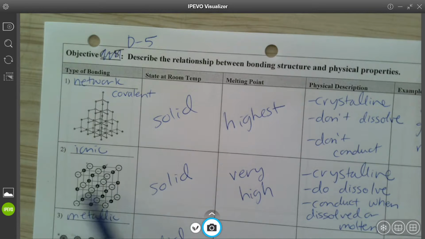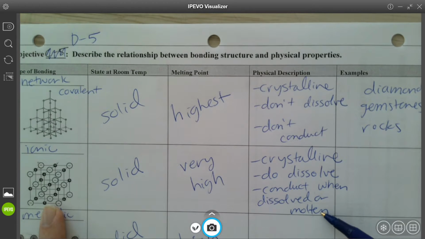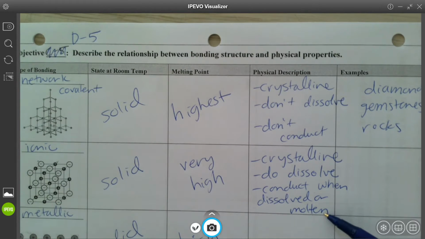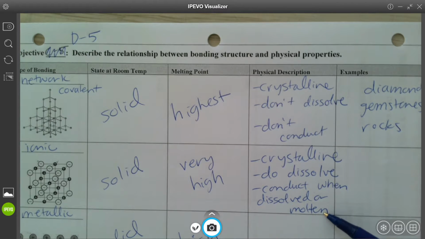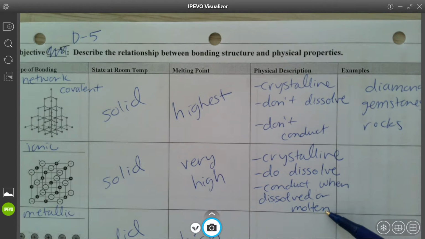So if these are in a situation where they can move, they can conduct electricity. But as a solid, they're not going to conduct. Only when they're dissolved or molten, okay? Molten's the word we use for the liquid form of something that's a solid at room temperature. So like molten rock. Rock is normally a solid, but when it's a liquid, we say molten. Molten salt. Salt is normally a solid, but when it's melted, we say molten.